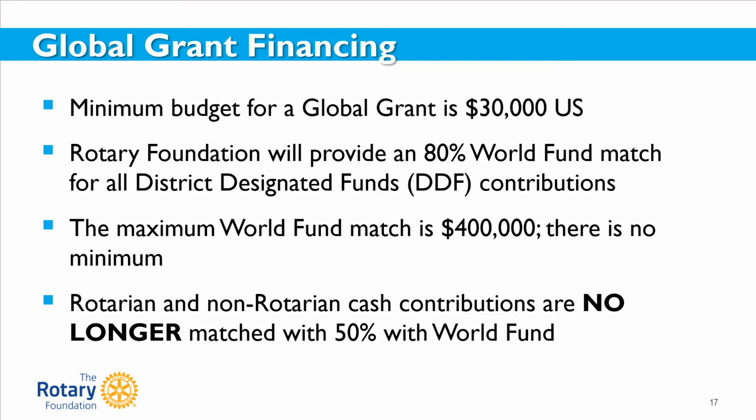Clubs and districts can contribute to a global grant by using district designated funds, which are matched 80% by the Foundation's World Fund. Please note that cash contributions, such as outright gifts from Rotarians or funds from Rotary-led fundraisers, are no longer matched by the Foundation. Additionally, non-Rotarian cash contributions, that is donations from other organizations, business, or individuals, are also no longer being matched by the Foundation.